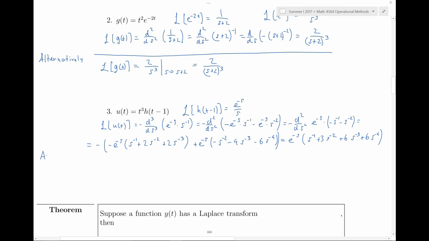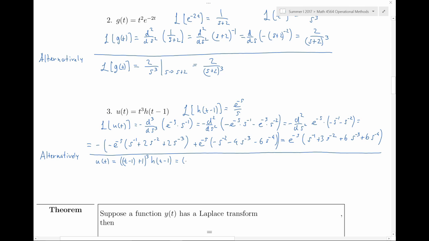Alright, the alternative way is to try to use the shift theorems. Before we can use the shift theorems, we have to rewrite the function u of t as a series of shifts of polynomial functions. So we can write t as t minus 1 plus 1. We can always do that, and t was cubed, so we cube this thing, multiplied by h of t minus 1.